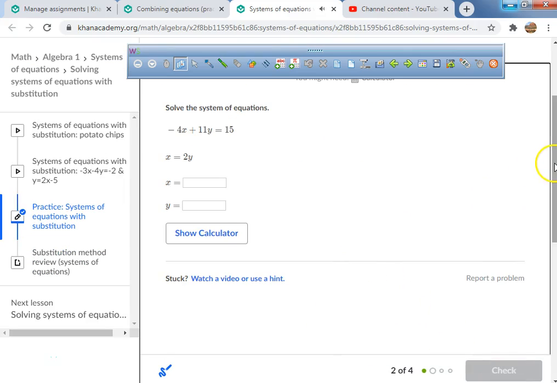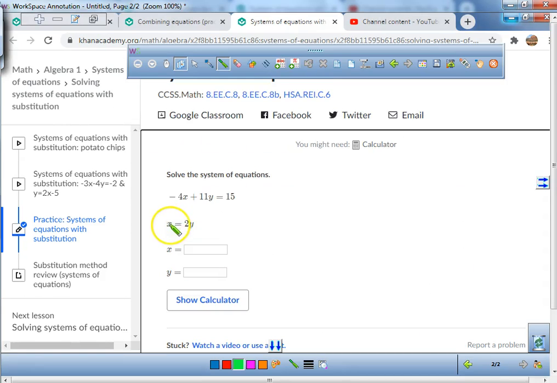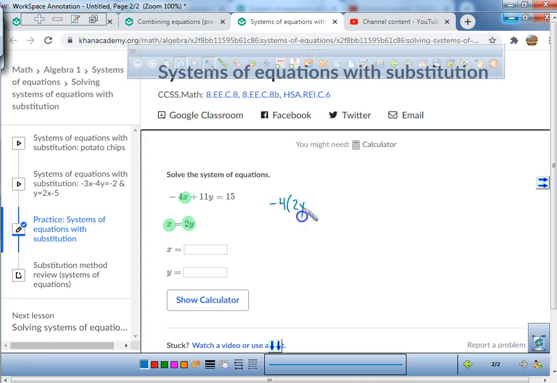Hopefully by the end of the 4 problems, you'll understand what to do. All right, so we're going to solve this system of equations. So right now, this one says x equals 2y. So wherever there's an x, we're going to plug in a 2y. So this is negative 4, open parentheses, 2y plus 11y equals 15. Negative 4 times 2y is negative 8y.